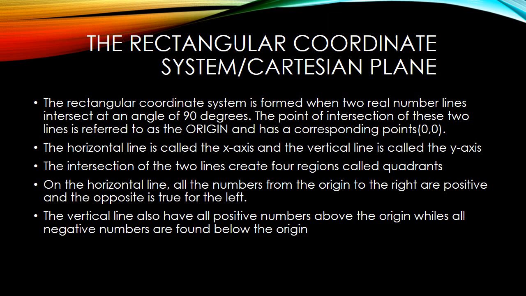On the horizontal line, all numbers from the origin to the right are positive, and the opposite is true for the left. The vertical line also has all positive numbers above the origin, whilst all negative numbers are found below the origin.